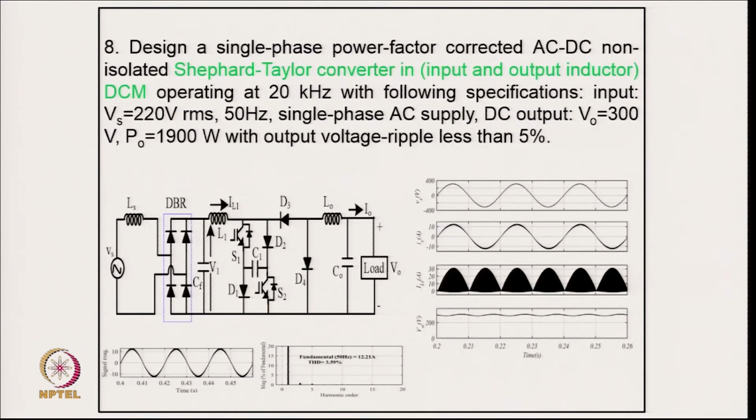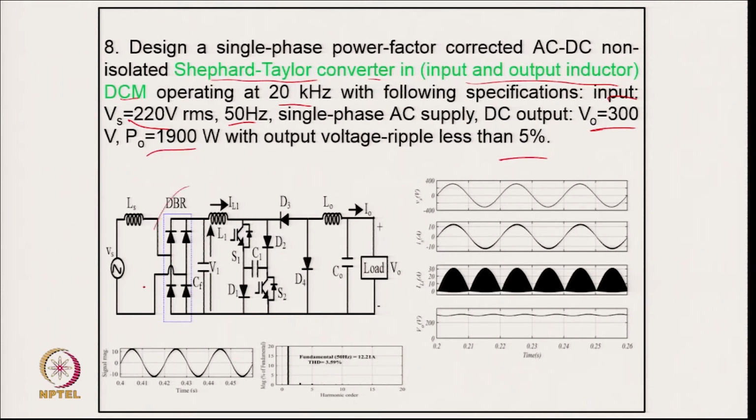Now, coming to the 8th example, the design is a single phase power factor corrected AC/DC non isolated Shepherd-Taylor converter. This is also a buck boost converter, with input and output inductors operating in DCM, discontinuous mode, at 20 kilohertz, with the following specification: input supply voltage of 220 volt, 50 hertz, single phase AC applied, DC output voltage 300 volt, and power of 1900 watt with an output ripple of less than 5%.